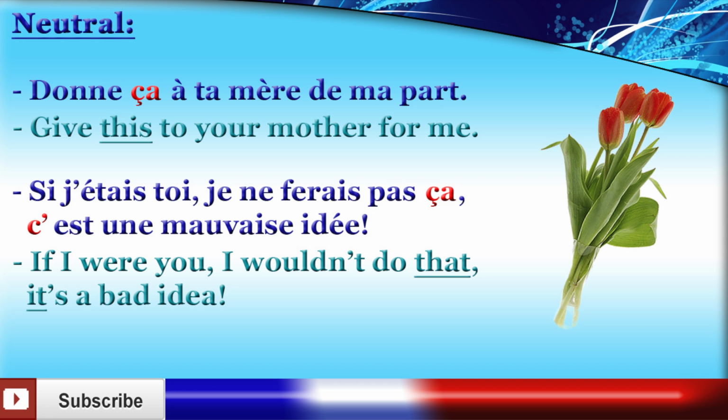Si j'étais toi, je ne ferais pas ça, c'est une mauvaise idée. If I were you, I wouldn't do that. It's a bad idea. Ça and the c' or the English equivalents that and it all stand for a whole phrase, which is most probably something like what you're about to do. So the fact they stand for a whole phrase is why we chose to use a neutral demonstrative pronoun.